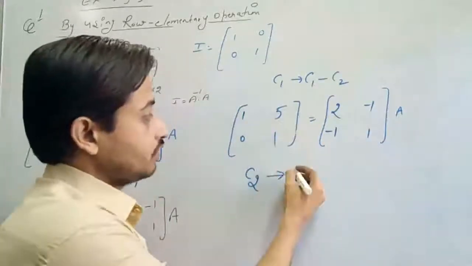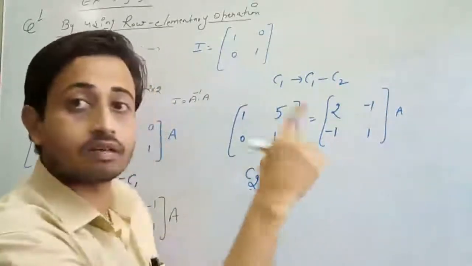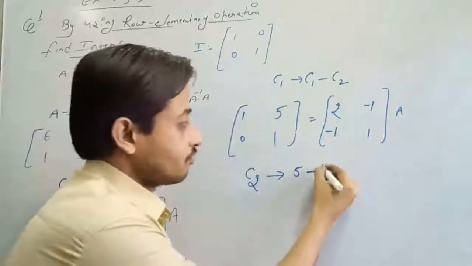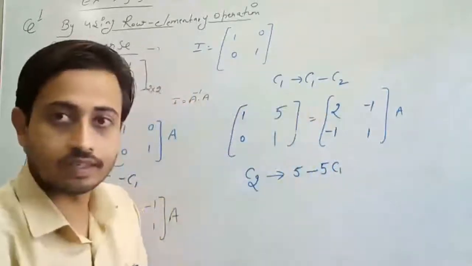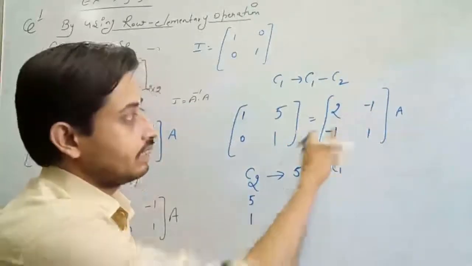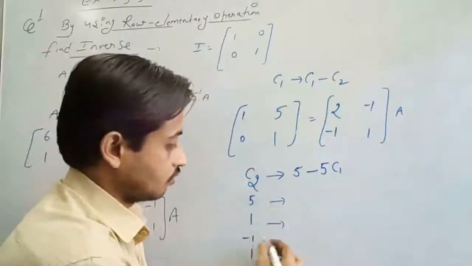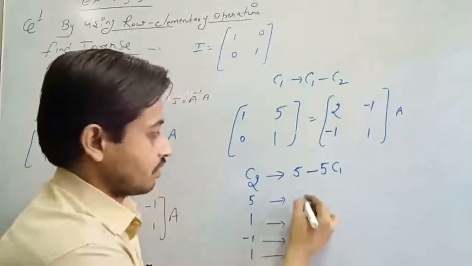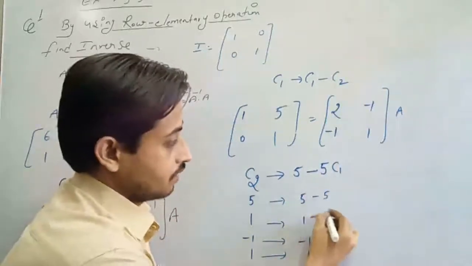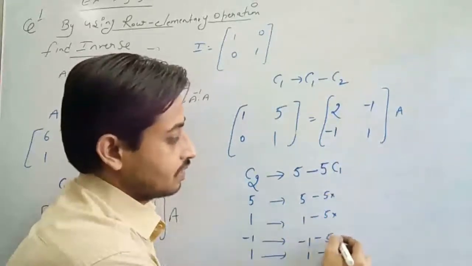What do we have to do? We have to do 5 minus 5. We already have 5. Now we have to subtract 5; how will we get 5? 5 into C1. Now solve this. C2 is what? 5 and 1. And C2 here is minus 1 and 1. Now do the same step: 5, 1, minus 1 and 1, then minus 5 times C1. Now multiply.